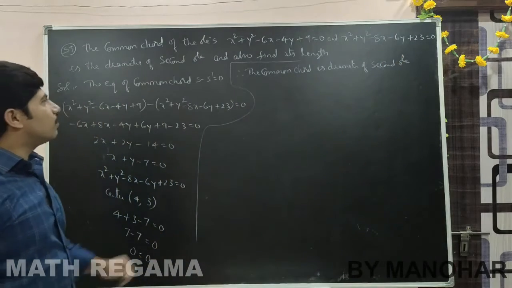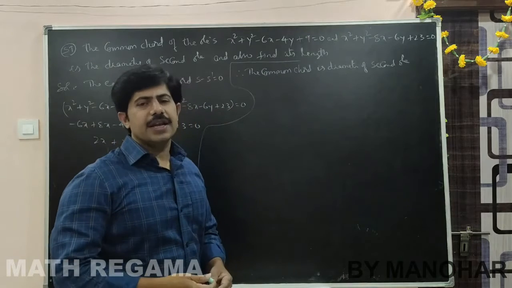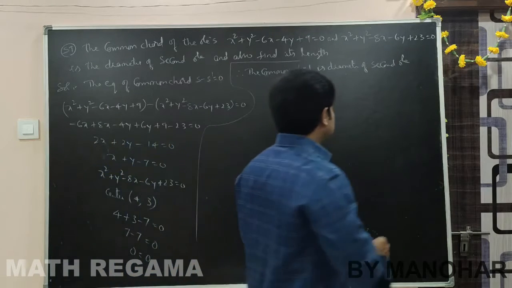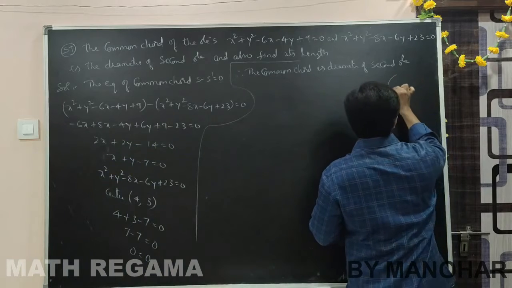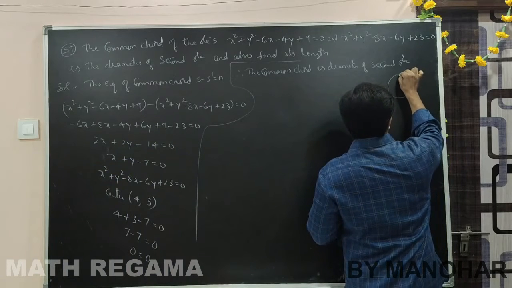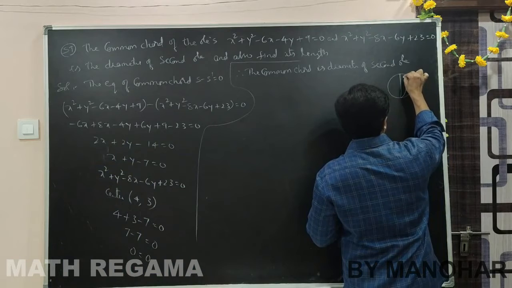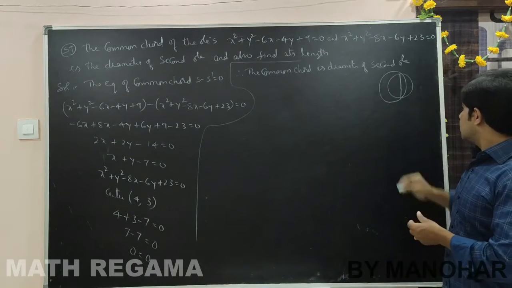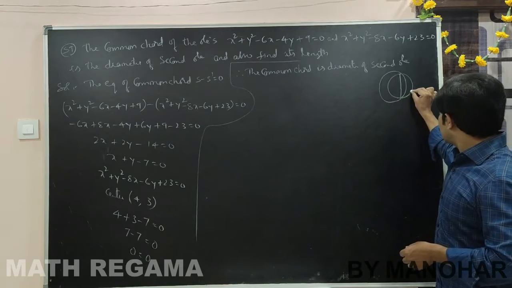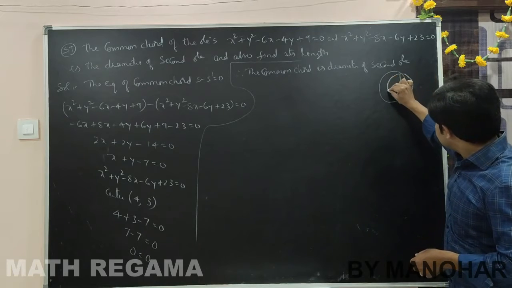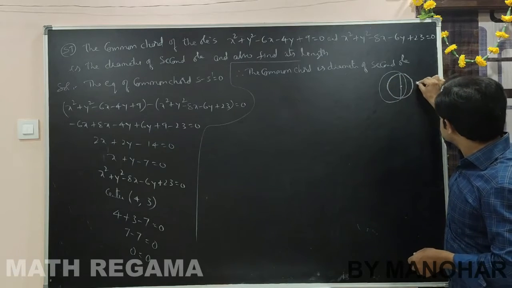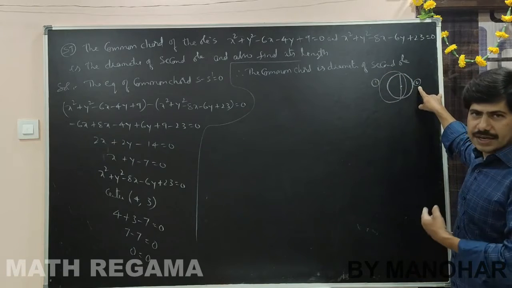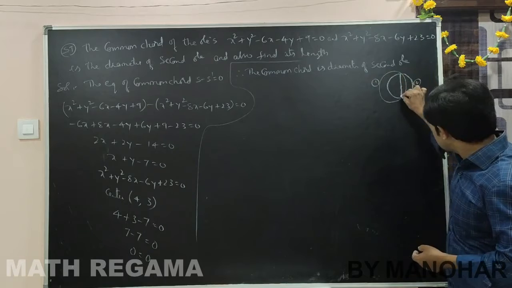Then after that we have to find its length. Find its length means we need to find the length of the common chord. Suppose this is a circle and this is a diameter, it's a rough diagram. Now these are the two circles. This is the second circle and this is the first circle. We proved that the common chord is the diameter of the second circle. Now we have to find the length of the chord.